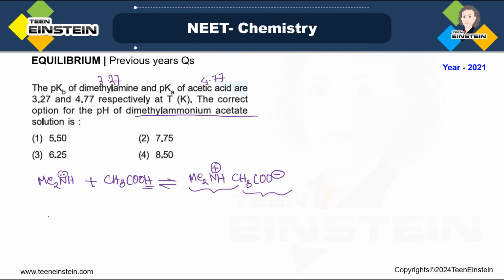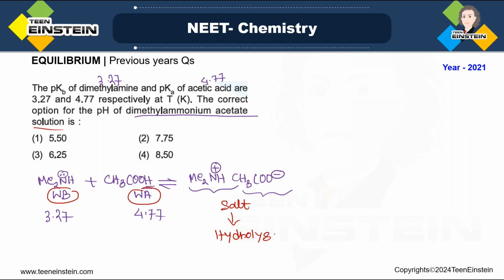But the important point is pKb value for this one is given 3.27, and pKa, because now when we are talking about pKb, pKa, it means what? This is weak base, this is weak acid. So you are basically doing a reaction where weak base is reacting with weak acid and we are getting a salt. And this salt, as it is a solution, you have to consider its hydrolysis.